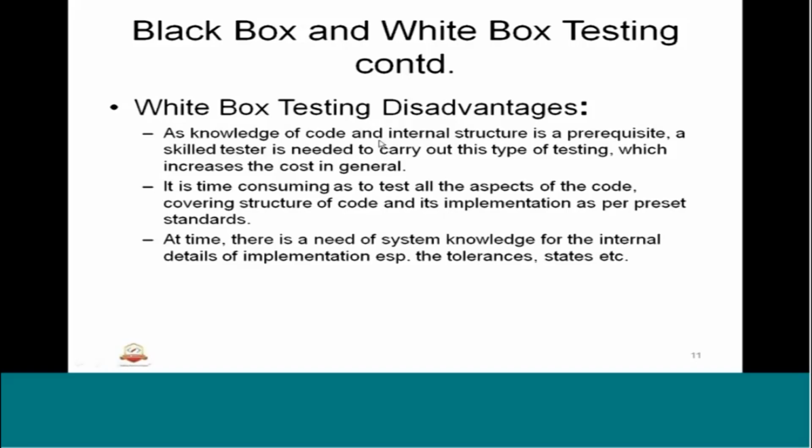Covering structure of code and its implementation as preset standards. At times, there is a need of system knowledge for the internal details of the implementation, especially the tolerances, states, etc. That means it is not enough to have just the internal structure and the code knowledge. We should have a knowledge of the external signals and the system and the states at which the system behaves and the transitions. All these details you need to have.